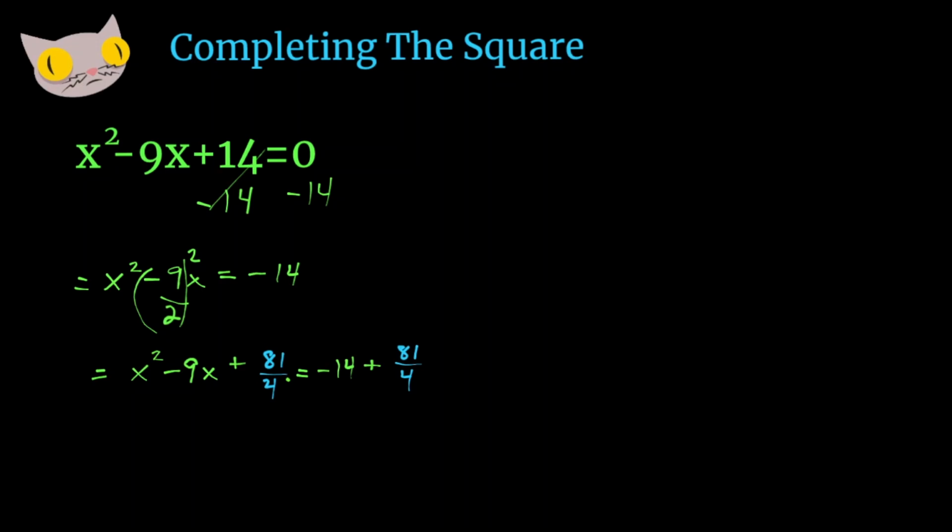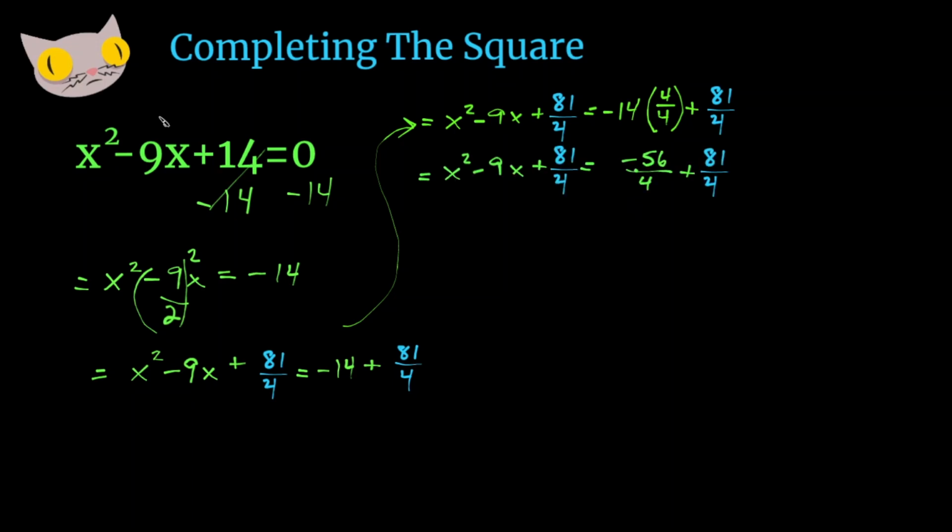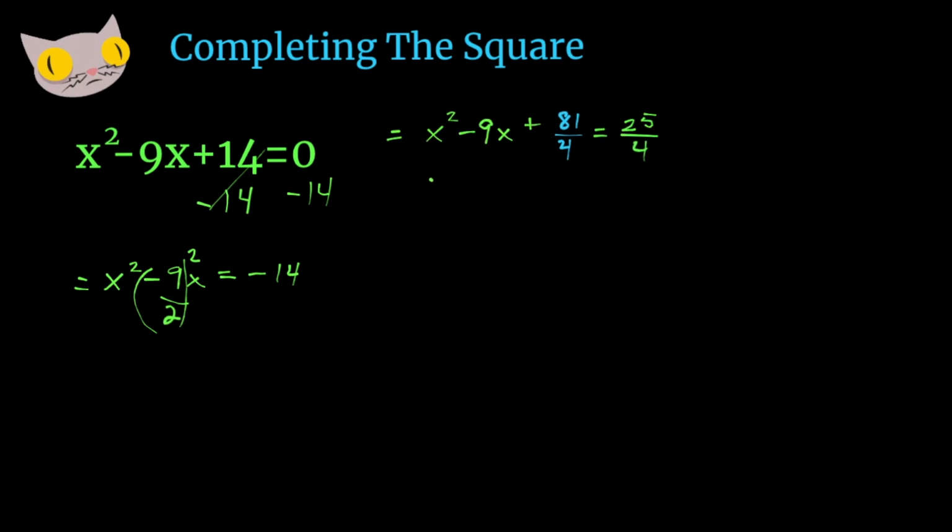That's going to be our 81 over 4. We have 81 over 4 on both sides. Now let's go ahead and simplify. So simplifying, we're going to multiply our negative 14 by the denominator of 81 over 4. And this is going to give us negative 56 over 4 plus 81 over 4, or 25 over 4. So now we have x squared minus 9x plus 81 over 4 set equal to 25 over 4.